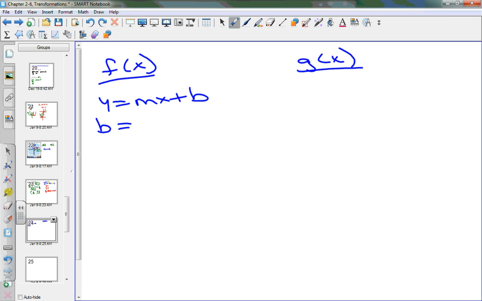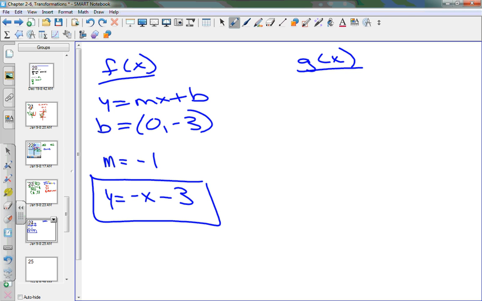However many you do. My b value is what? Look at my b value on f of x. My b value is going to be 0, -3. What's my slope? Well, my slope is going to be up 1 to the right 1, or I should say to the left 1, which means it's going which direction? Downhill. So -x, or -1, is going to be my slope, to give me y is equal to -x minus 3. That is f of x. Do we see that, yes or no?